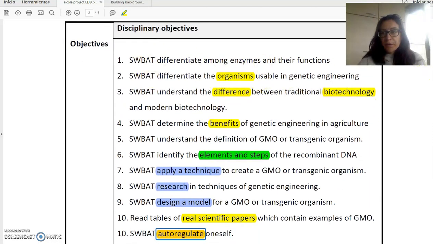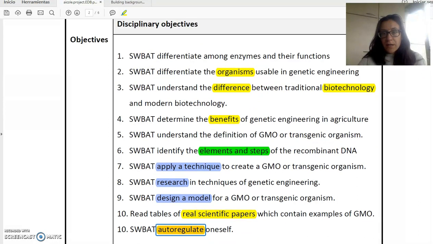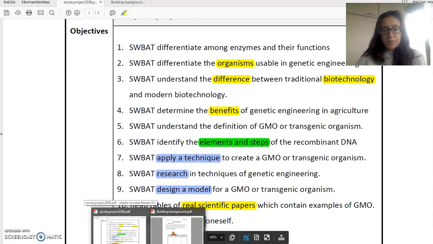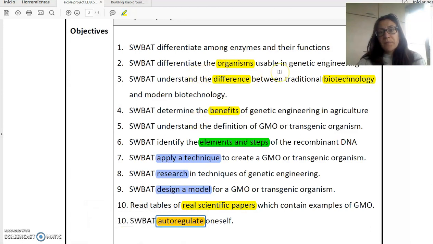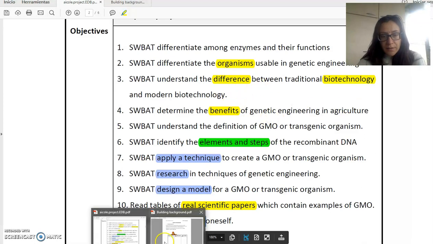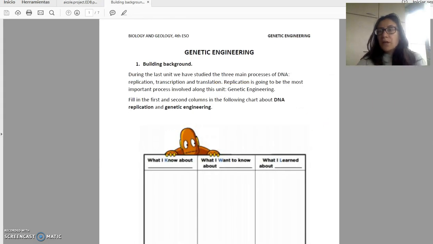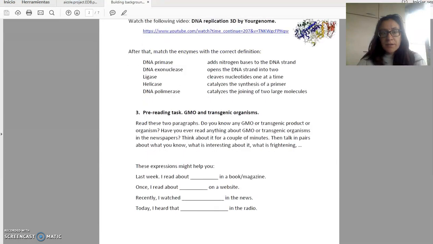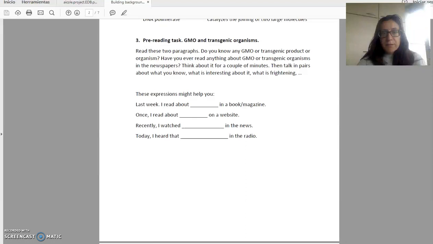About the disciplinary objectives. Here I have distinguished in different colors because they're associated to different activities. For example, differentiate the organisms that can be used in genetic engineering, or the differences between the different kinds of biotechnology, as well as the benefits of genetic engineering in agriculture. They are going to find it in activity 3, as far as I can remember. Yes, which is a pre-reading task about genetically modified organism and transgenic organism.